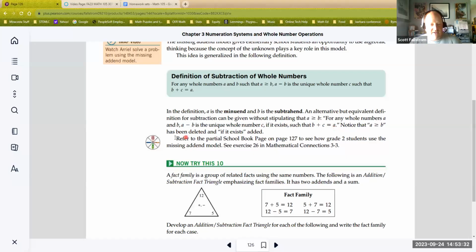Okay. So we can refer to this page to see how students use the missing addend model, but it's the unique whole number if it exists. And if it's not a whole number, then we would say it does not exist. Okay, that's fine. But if it does exist, then it has to be unique. So if there's an answer, there's only one answer.